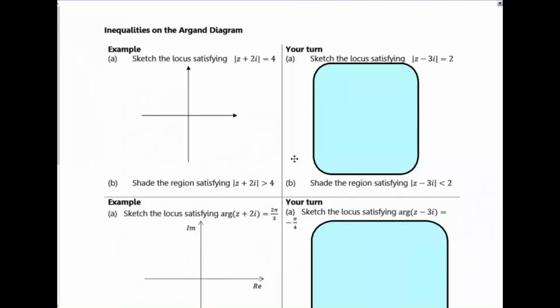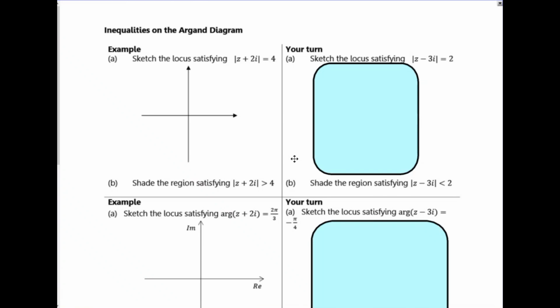So a common thing for you to be asked to do in an exam is to sketch some inequalities on an Argand diagram. So we're going to start off by just drawing the loci that we looked at in the previous video and then turning these into inequalities. The first one that we've got here is a circle.